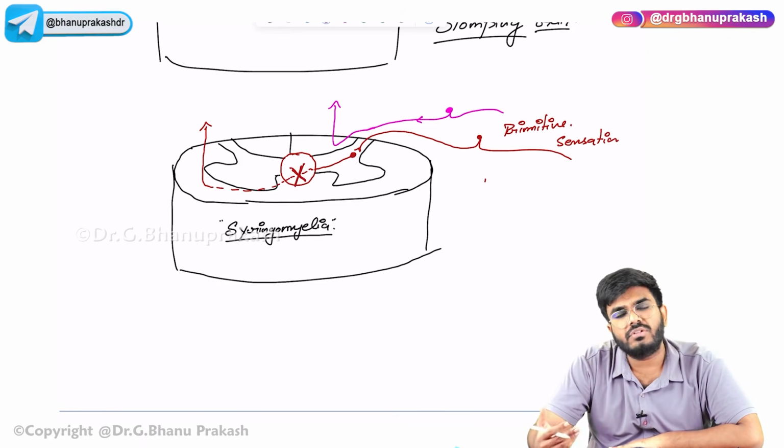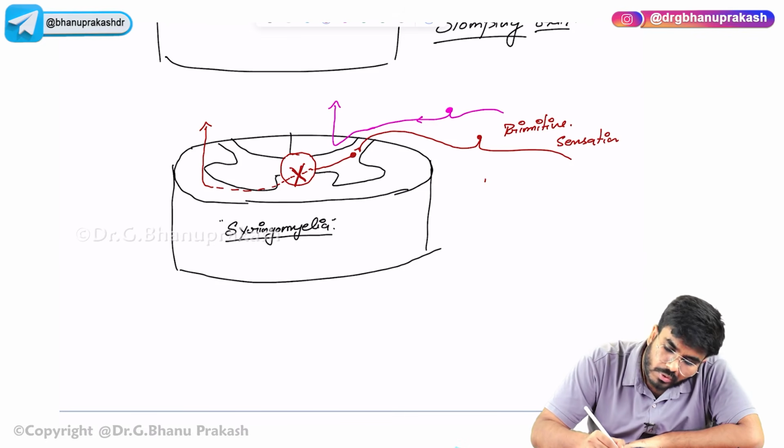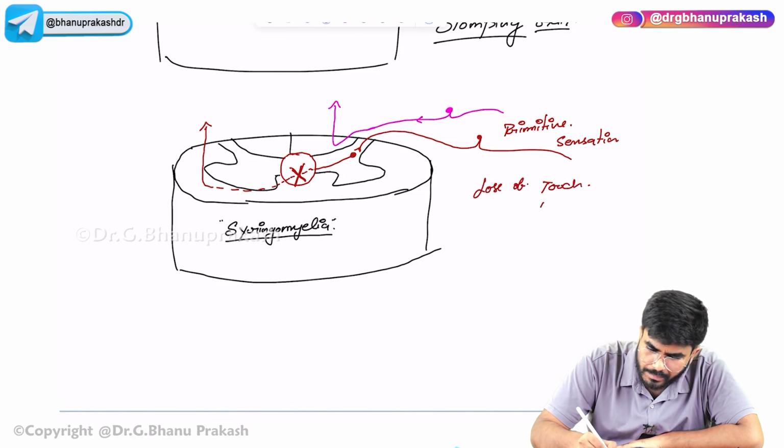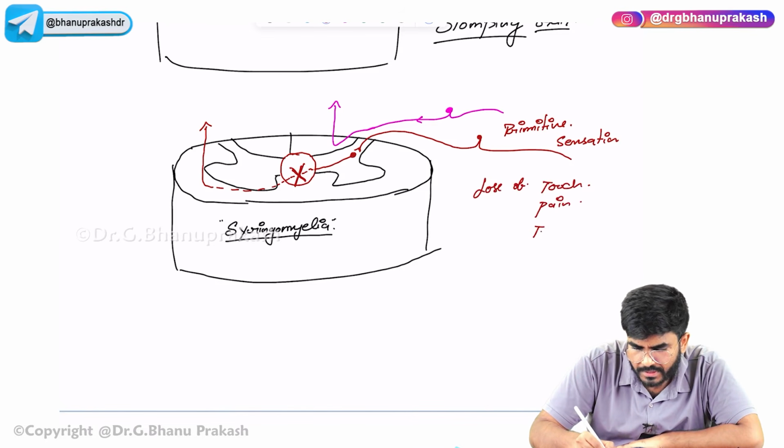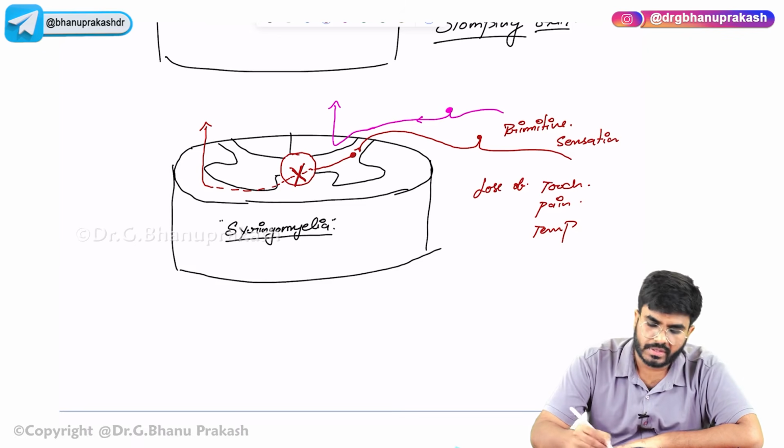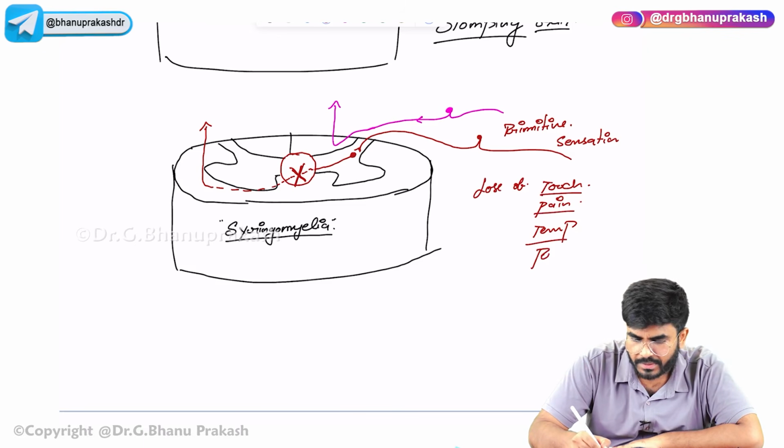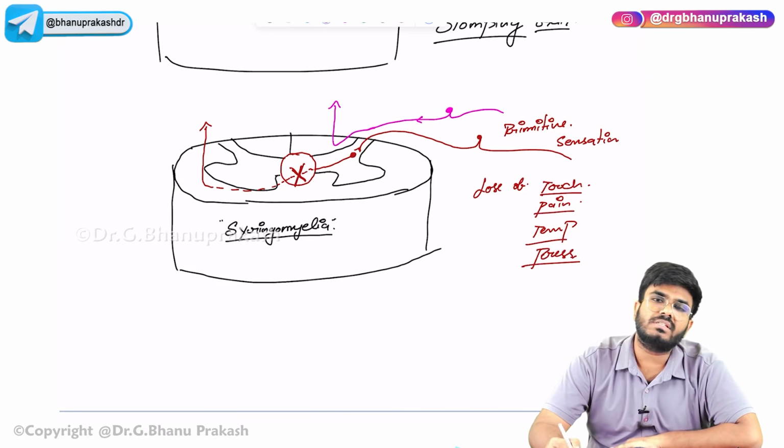So these neurons are also degenerated. So the patient is going to have loss of touch, pain, temperature, and pressure. So these primitive sensations are lost.